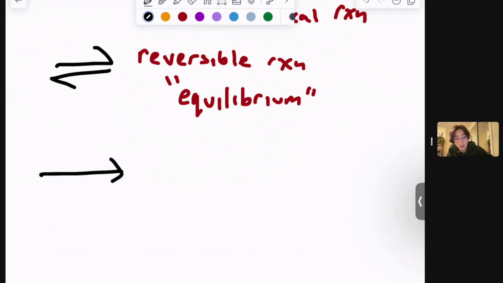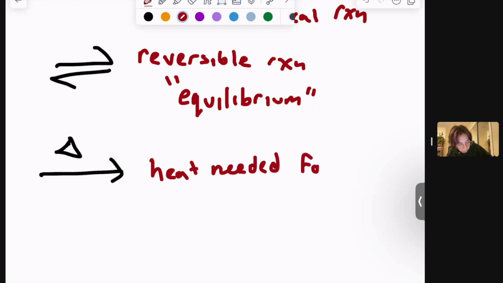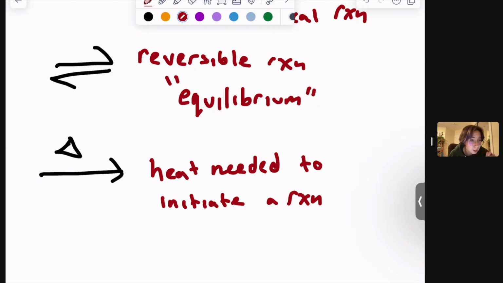There are a few different things we could put on top of our arrows to represent how this reaction gets started. If you ever see a triangle over your arrow, that is referring to heat being added to initiate a reaction. So it's not necessarily a product or a reactant, but we had to add some kind of heat to get it going. Like if you spark a match before you start a fire, you could represent that you had to start it with a bit of energy by putting a triangle over your arrow.